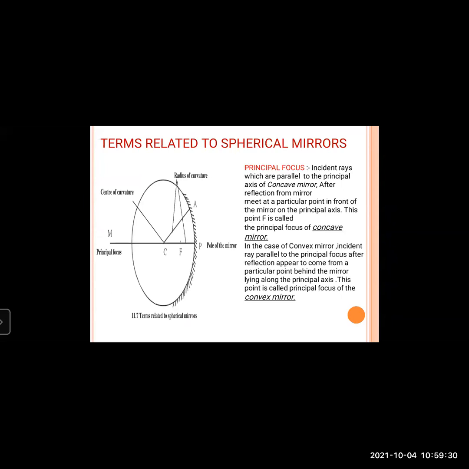So it is different in the case of concave mirror and convex mirror. Just try to understand the difference, that from where the incident rays are parallel. In the case of a concave mirror, the incident rays are parallel to the principal axis, while in the case of a convex mirror, the rays appear to come from the principal focus after reflection.